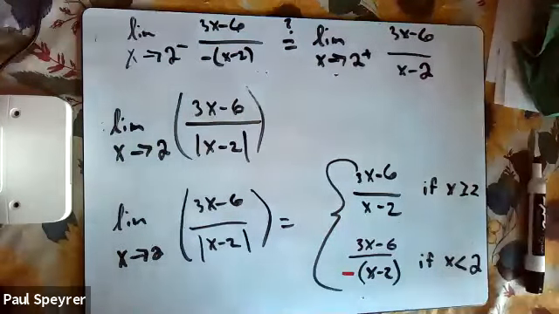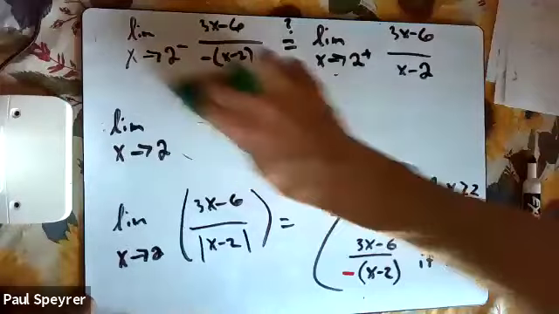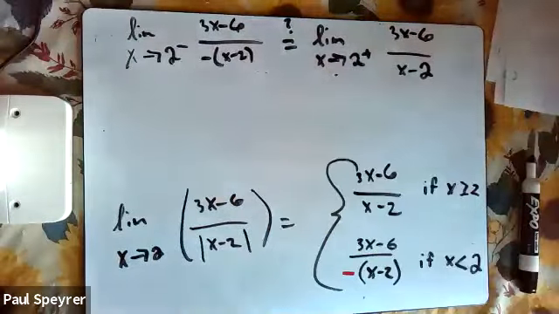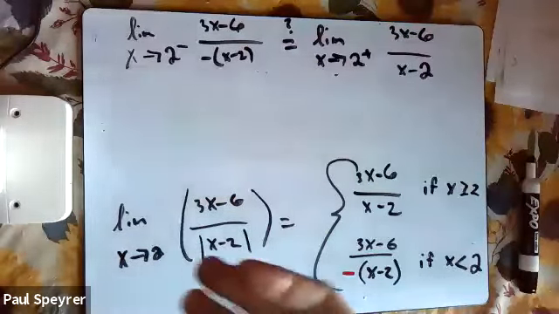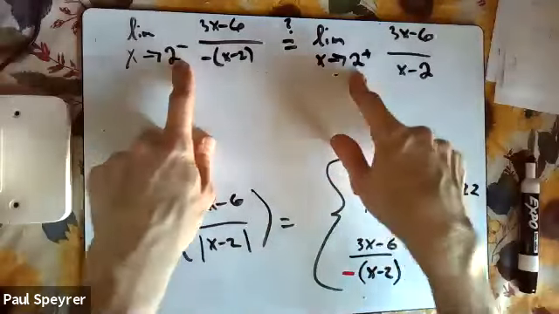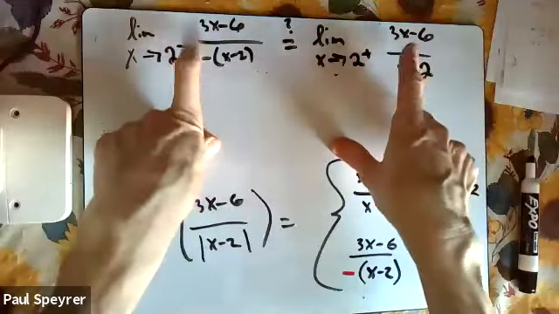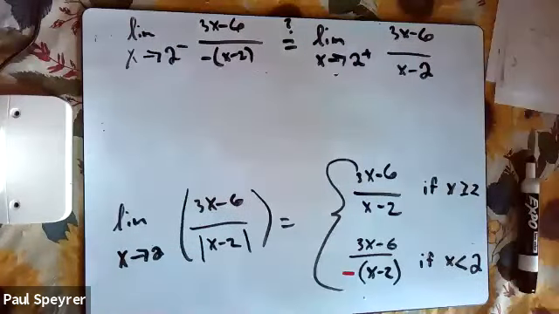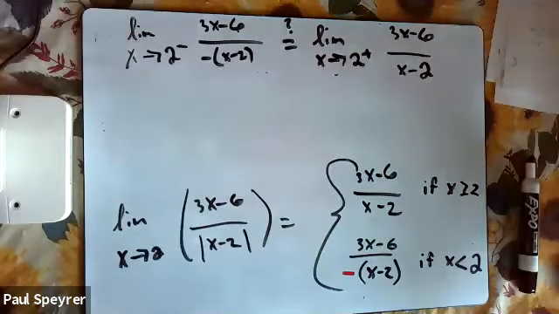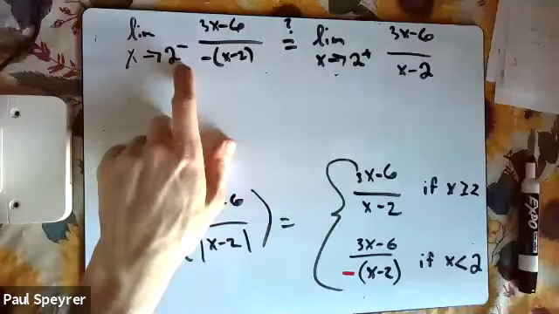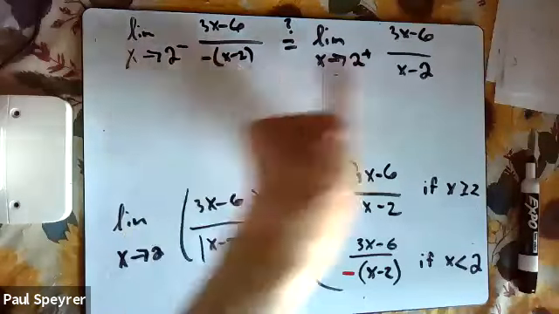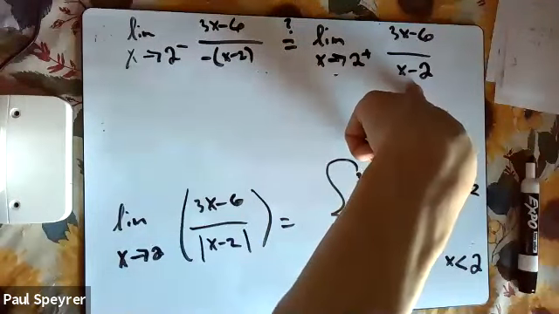So let's see, is this going to be a true statement? At this point, you'd say, hey, can I throw these numbers into here? If I don't have any issues, great. Issues meaning 0 on the bottom or some kind of restriction. Well, guess what? We have a problem. Because what if I plug 2 into here? We get 0 on the bottom. If I plug 2 into here, I get 0 on the bottom.